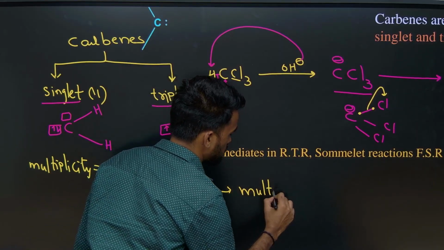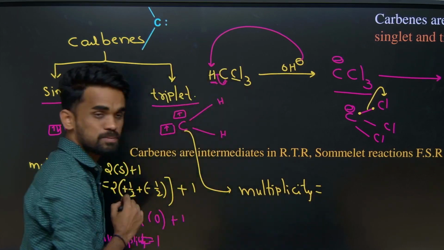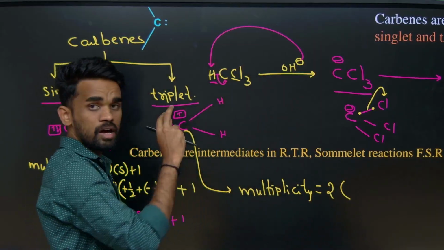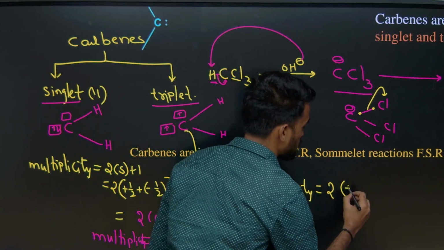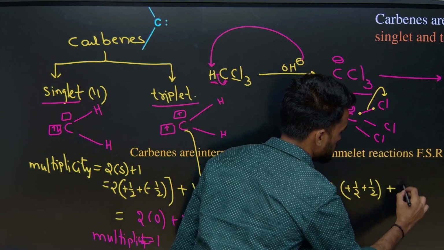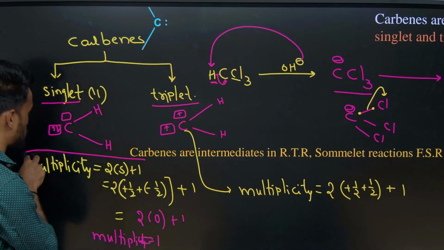Spin multiplicity is calculated using 2S plus 1. So what is the spin? Each electron has the same spin, so let us say plus half and plus half, both of them add up to plus 1. What is the formula of multiplicity? The formula is 2S plus 1.